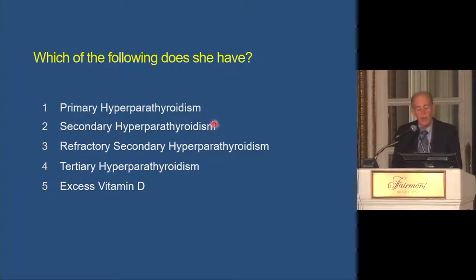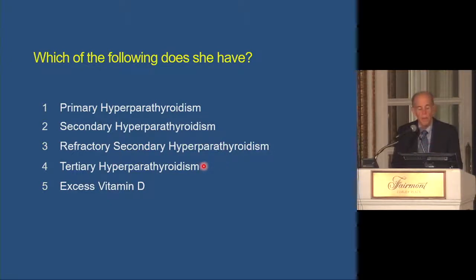Does she have secondary hyperparathyroidism, which means the PTH is going up because of the signals, let's say a low calcium stimulating PTH? Does she have refractory secondary hyperparathyroidism, which means it's secondary to something, but it's no longer responsive to the normal signals? We oftentimes see this in our patients on dialysis. Does she have tertiary hyperparathyroidism, which is refractory secondary with hypercalcemia?